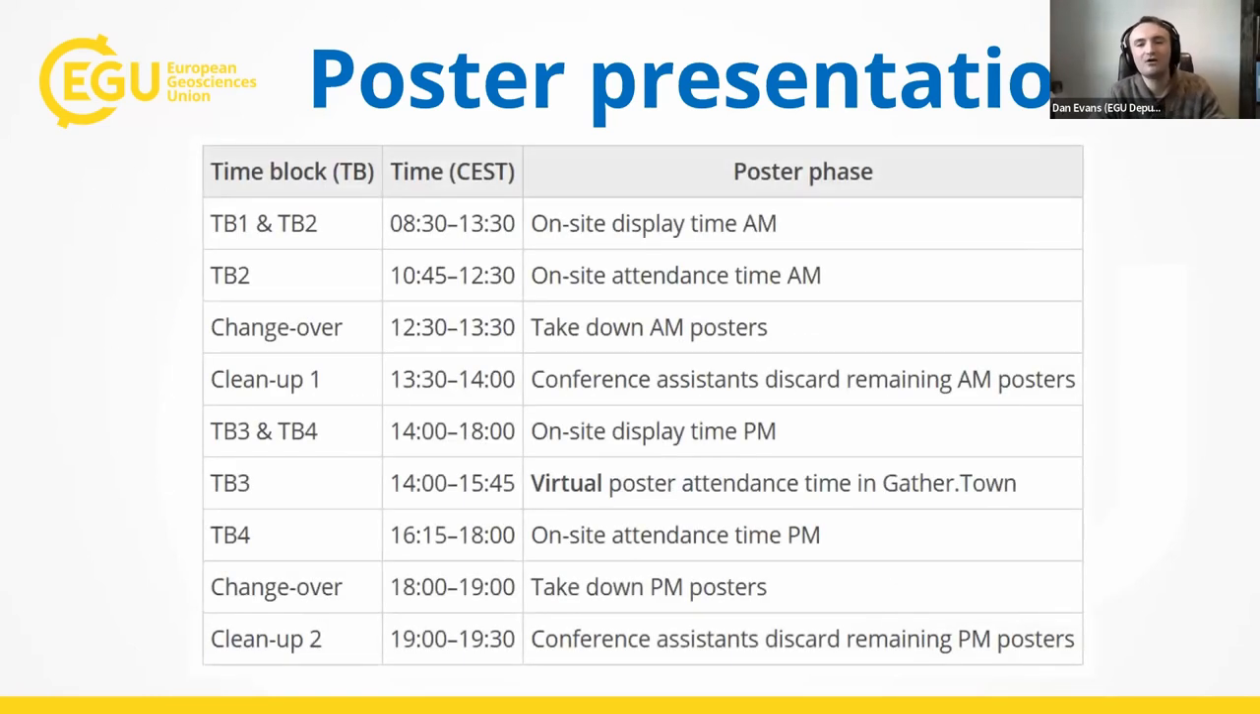So here's the time block information for this particular General Assembly. You'll see that TB is time block, TB1 and TB2. You display your poster if you're in either one of those two time blocks between 8:30 in the morning and 1:30 in the afternoon.